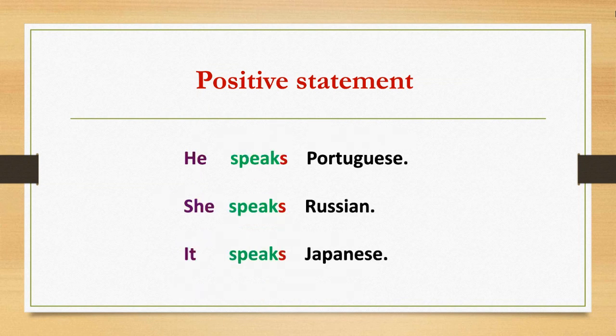Now, with he, she, it, we say he speaks Portuguese. She speaks Russian. It speaks Japanese. So we add an S at the end of the verb speak with he, she, and it.